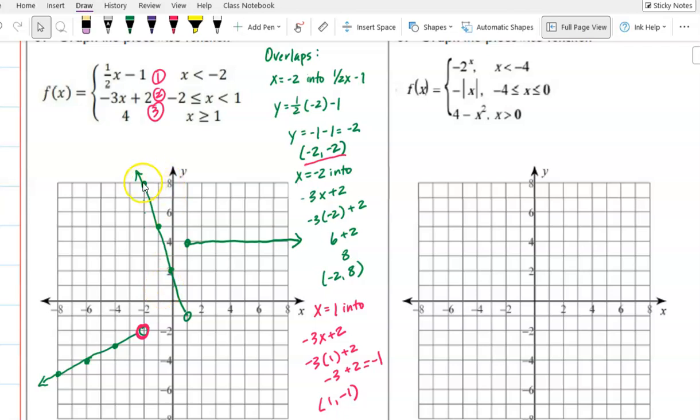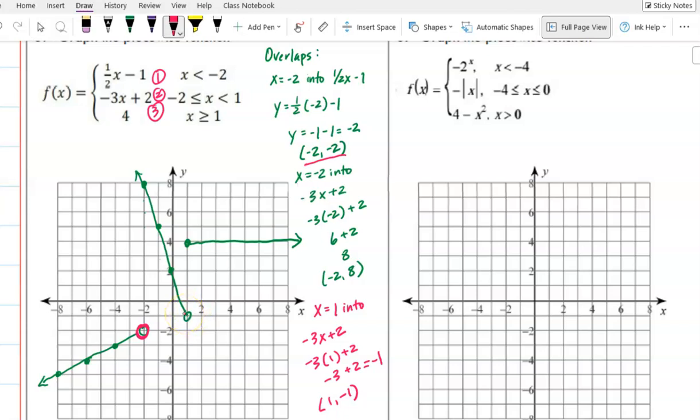And then where negative 2 is included is the second function right here. I put the negative 2 into that function, and it gave me an 8. So I know that that's my starting point of the second function. So I went down 3 and to the right 1, down 3 to the right 1. There is my y-intercept. Down 3 and to the right 1, and I know where x equals 1. That is going to be my open circle there.